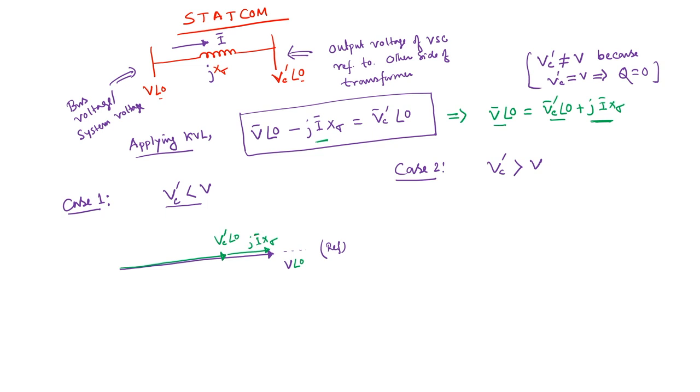Since J multiplied by I, J is a complex operator which makes this 90 degree phase shift. Therefore, the phasor I would be somewhere here, which will lag 90 degrees with respect to the system voltage and the VSC output voltage. So, here I lags 90 degrees with respect to the VSC output voltage, or system voltage. So, that is case 1.